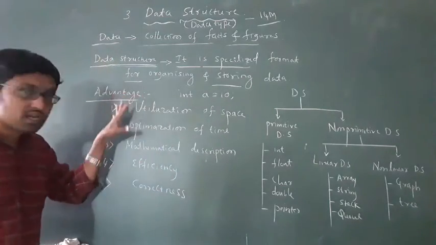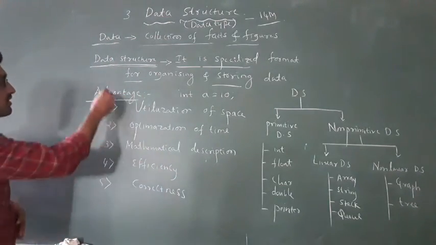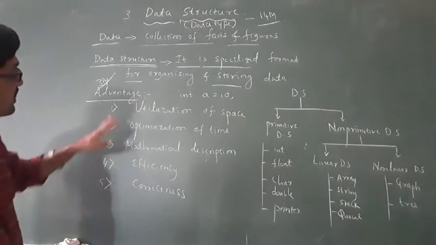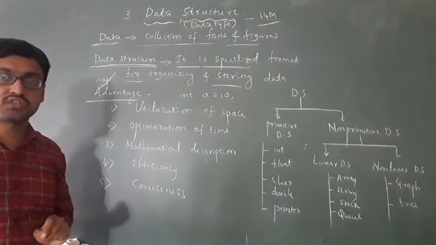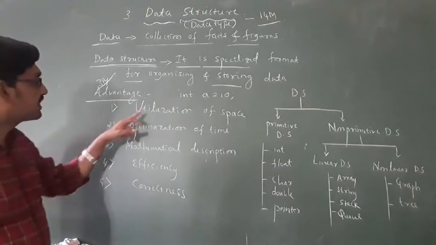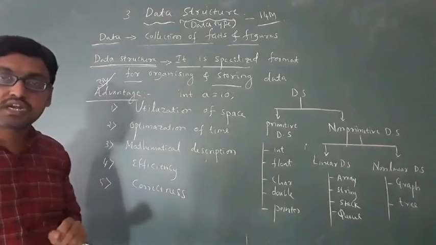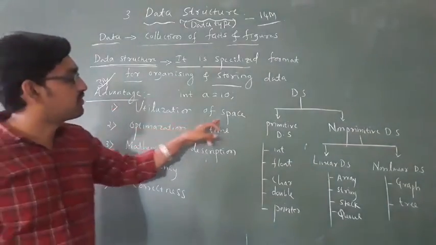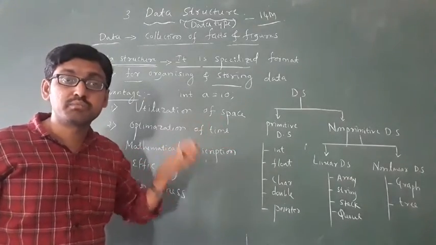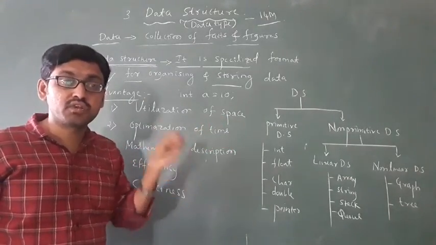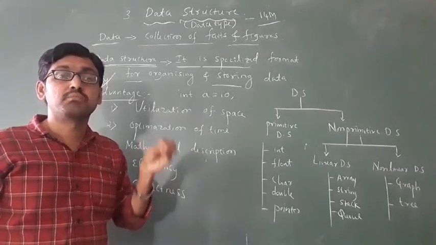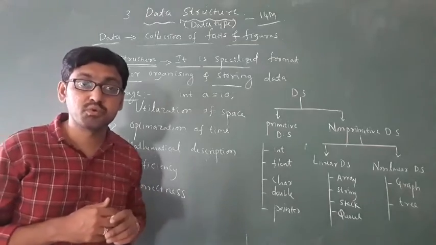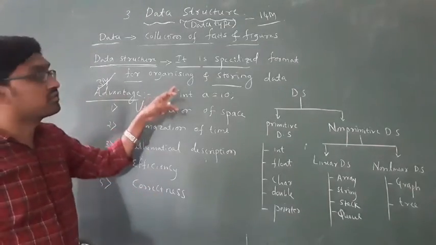Then the next: what are the advantages? This is asked for 3 marks. Mention or explain the advantages of data structure. In that, the first one: the main use of a data structure is storing data. The advantage is utilization of space. Utilization of space means that by using a data structure in a program, it saves our memory space in the computer. That's the purpose for which you use a data structure.